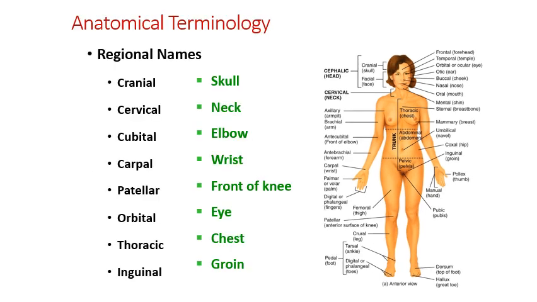Okay. So as far as some regional names that you're going to have to know, you'll be able to find these in your learning maps, and you can pause and zoom in on this PowerPoint if you want to look at these different labels. So just a few of the major ones that I'll go over here. Cranial refers to the skull, the region of the skull. Cervical refers to the neck. Cubital refers to the elbow. Carpal refers to the wrist. Patellar refers to the front of your knee. Orbital refers to the eye. Thoracic refers to your chest. And inguinal refers to your groin. And as you can see, there's still a lot of other terms that are labeled on that figure there.